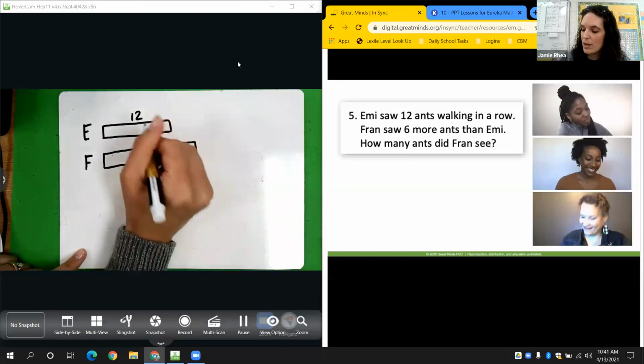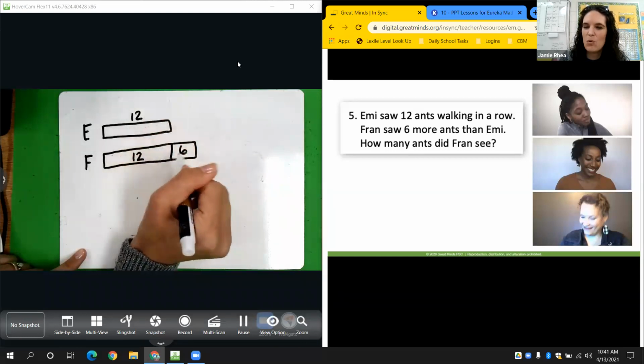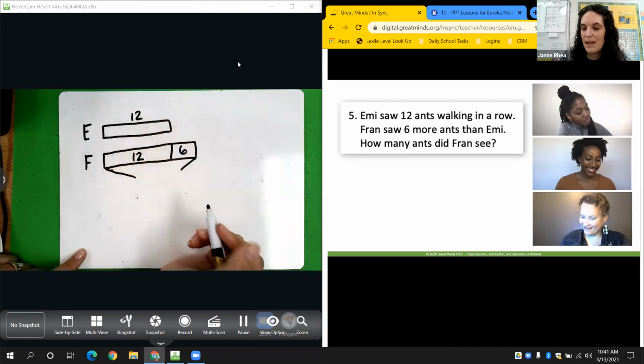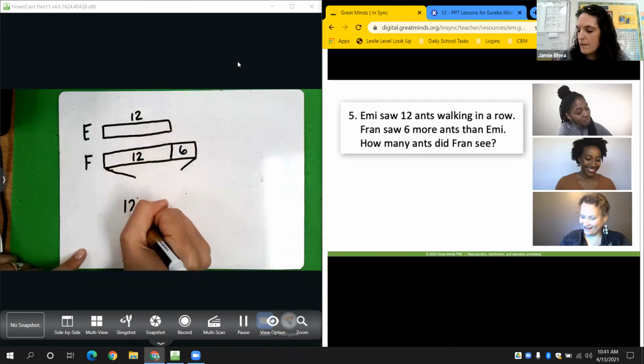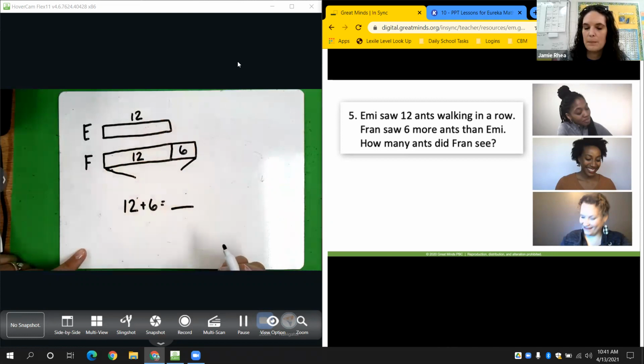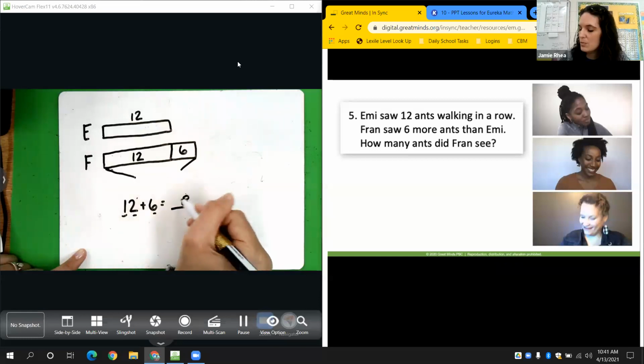So now I know that if she saw 12 like Emmy and then 6 more, I can add those two together to get my answer. So 12 plus 6 equals something. So I can add my ones place first. 6, 7, 8, and then I add my tens. I only have one 10 because I don't have a 10 in this one. So I'm going to bring it over.